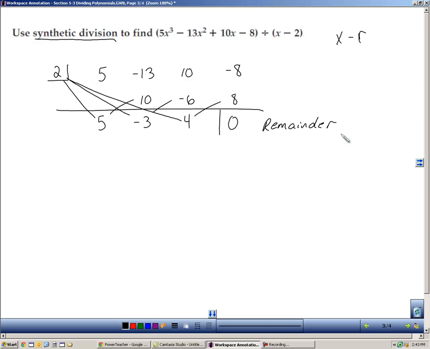Now, what's the answer? The answer is these coefficients down here, but you take one less exponent than you see at the beginning. So because this is an x cubed, I'm going to start my answer with an x squared, and then a negative 3x, and then a plus 4 with no remainder. So that's how you solve this using synthetic division.